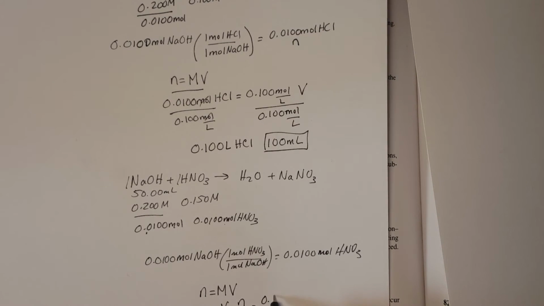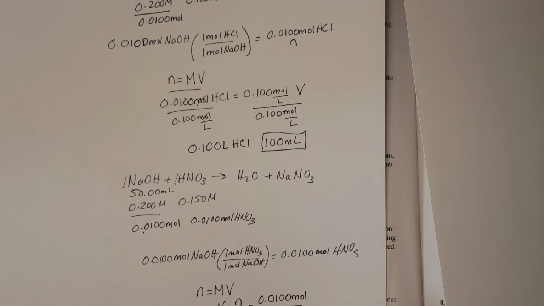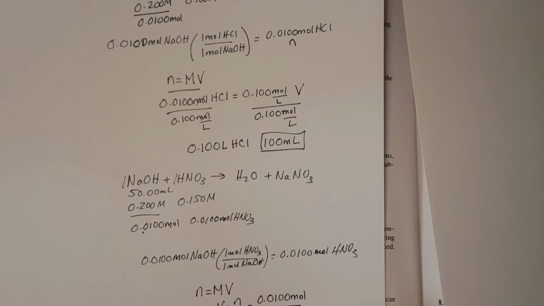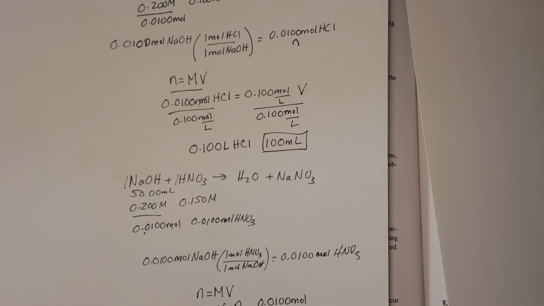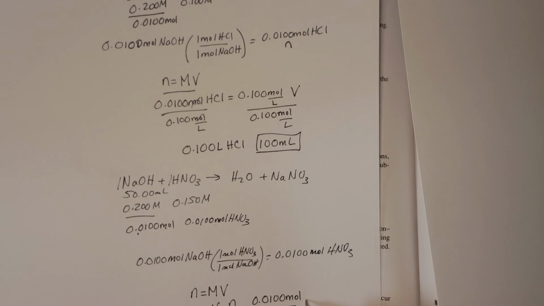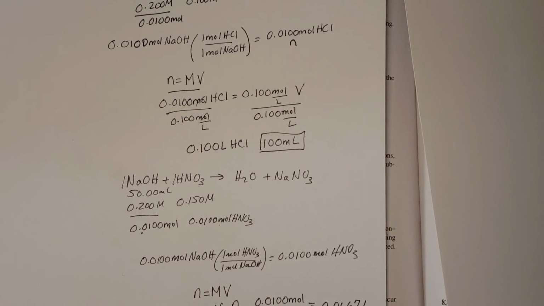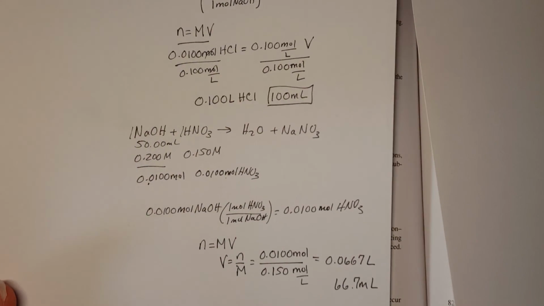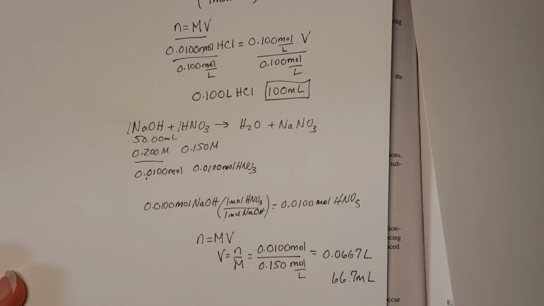So we know we need 0.0100 moles to neutralize the base, and we know the molarity is 0.150 moles per liter. And so when we do that division, we get 0.667 liters, or 66.7 milliliters. Sorry, I ran off the page there, but you can see the work. I'll do the next one on the next movie.